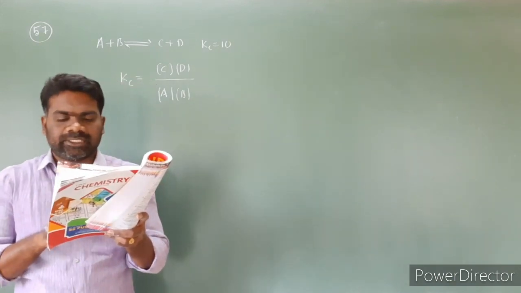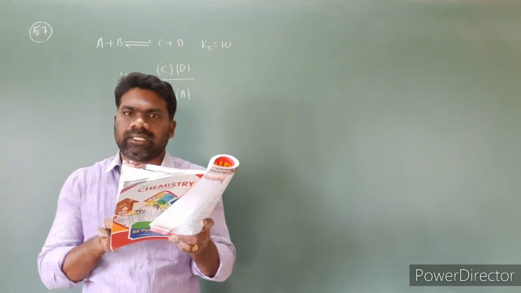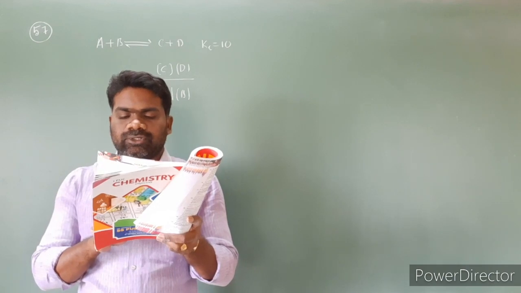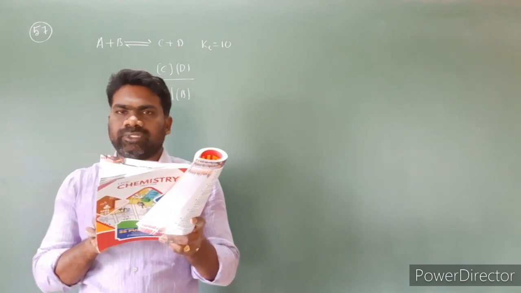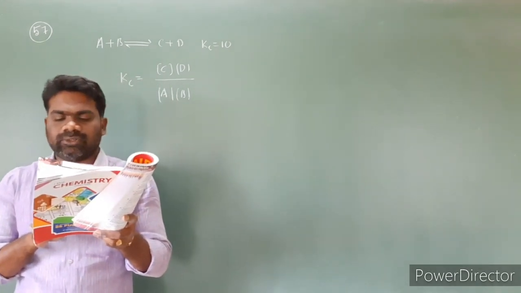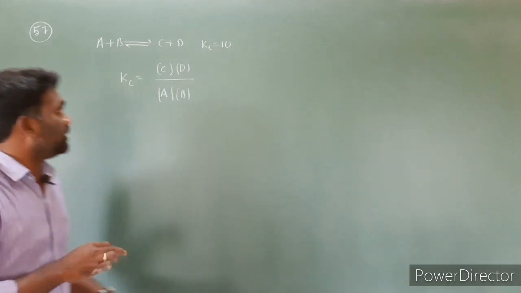Second option, A concentration is equal to B concentration is equal to C concentration is equal to D concentration is equal to 10. Next, third option, A concentration into B concentration is equal to 0.1, C concentration into D concentration. Fourth option, A concentration into B concentration is equal to 10 into C concentration and D concentration. So first we have to take this equation.